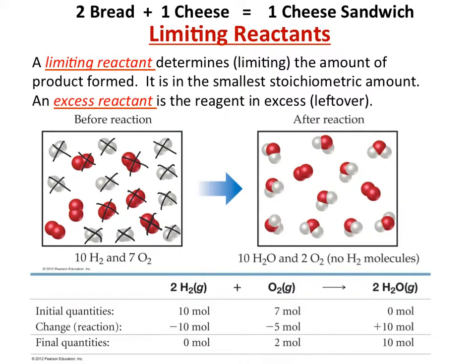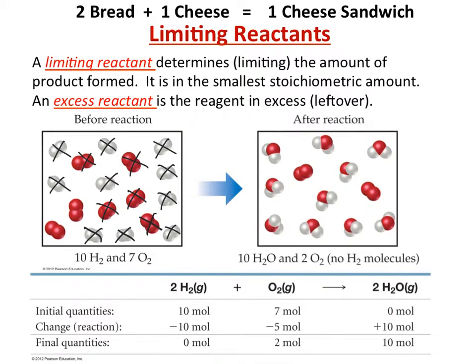But we also defined earlier that we could discuss this balanced chemical reaction in terms of moles, where this really means 2 moles of hydrogen gas plus 1 mole of oxygen gas gives 2 moles of water as a gas. And so initially, instead of 10 molecules, what if we had 10 moles of hydrogen gas and 7 moles of oxygen gas?